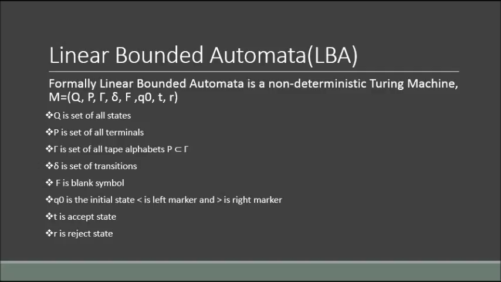Now moving on to linear bounded automata. The formal definition of an LBA is that it is a non-deterministic Turing machine. That is, M equals Q, P, gamma, delta, F, Q naught, T and R, where Q is the set of all states, P is the set of all terminals, gamma is the set of all tape alphabets, delta is the set of transitions, F is a blank symbol, Q naught is the initial state, T is the accept state and R is the reject state. We have two types of problems in LBA: the halting problem and the emptiness problem.